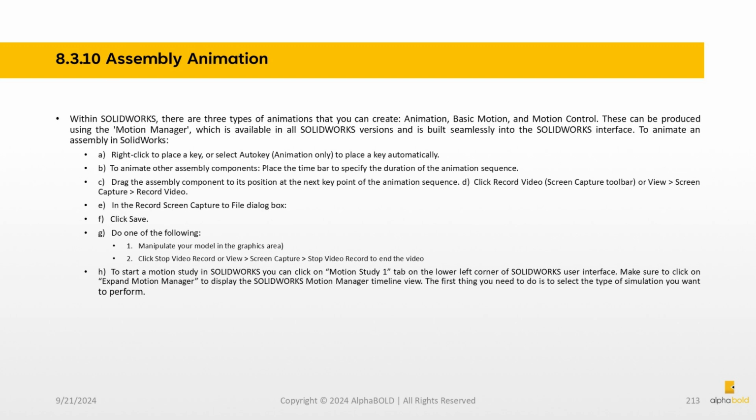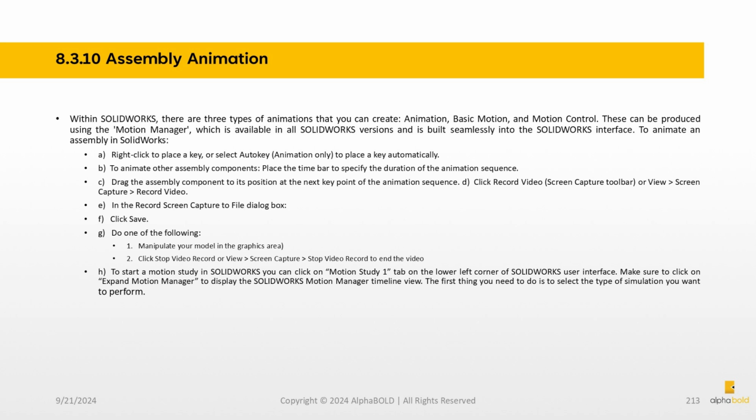Within SOLIDWORKS, there are three types of animations that you can create: animation, basic motion, and motion control. These can be produced using the Motion Manager, which is available in all SOLIDWORKS versions and is built seamlessly into the SOLIDWORKS interface. To animate an assembly in SOLIDWORKS, right-click to place a key or select Auto Key, Animation Only, to place a key automatically. To animate other assembly components, place the time bar to specify the duration of the animation sequence. Drag the assembly component to its position at the next key point of the animation sequence.